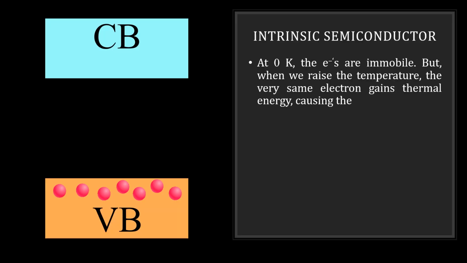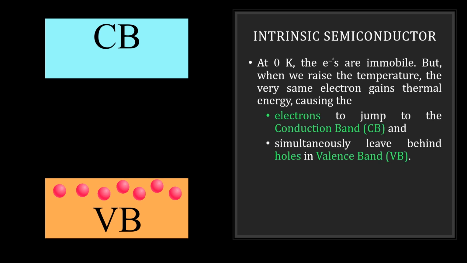At 0 Kelvin, the electrons are immobile, but when we raise the temperature, the very same electron gains thermal energy, causing the electrons to jump to the conduction band and simultaneously leave behind holes in the valence band. Now this is a key statement in this chapter. Electrons jump to the conduction band. With this statement, what I mean is in the conduction band, we'll talk about only electrons.